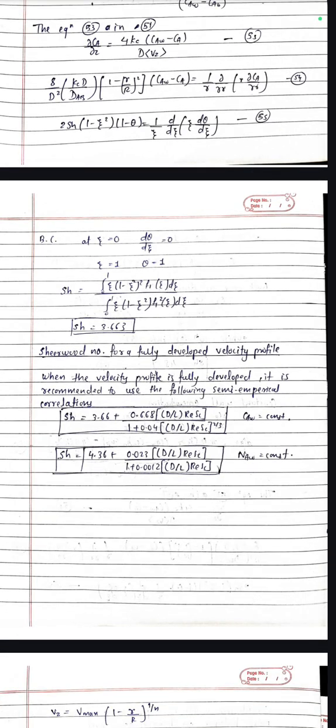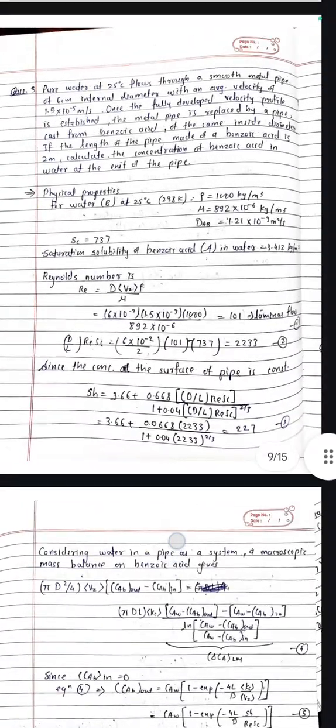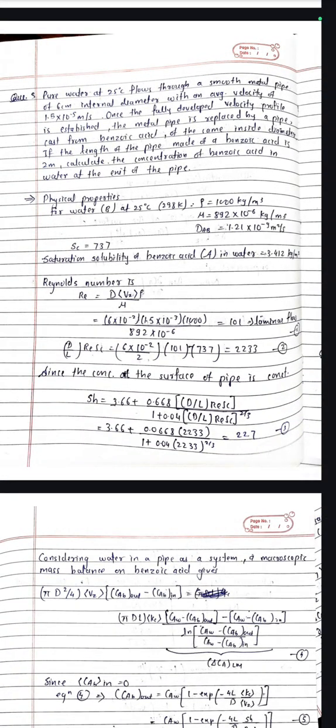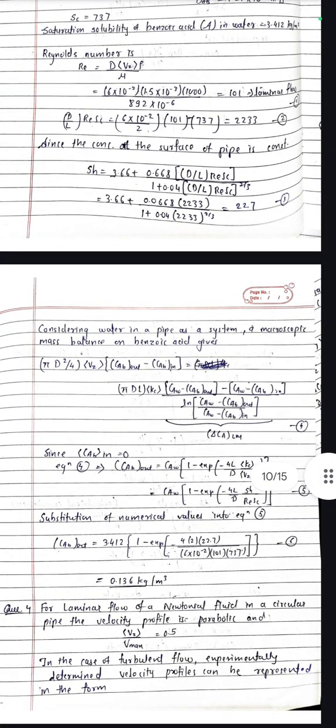Now Sherwood number for a fully developed velocity profile. When the velocity profile is fully developed, it is recommended to use the following semi-empirical correlations. We have these two equations, for CAW constant and for NAW constant. Now this same equation is used in our numerical, numerical question number 3. By using that equation and putting all the values, we get Sherwood number as 22.7.